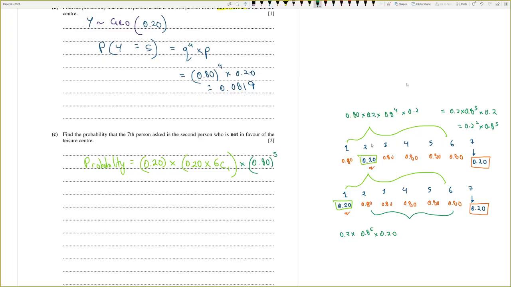Do you guys see that there are 6 ways of this occurring? Like this 0.2 being on the first position, second, third, fourth, fifth, or sixth. That's why I multiplied this 6C1 over here. So we actually end up with 0.20 whole square times 0.80 to the power 5 times 6C1. This is the first time I'm seeing this sum. This gives you a value of 0.0786. Interesting.